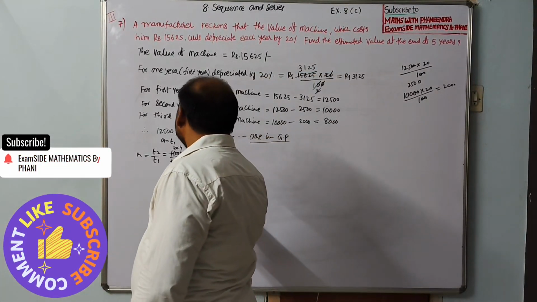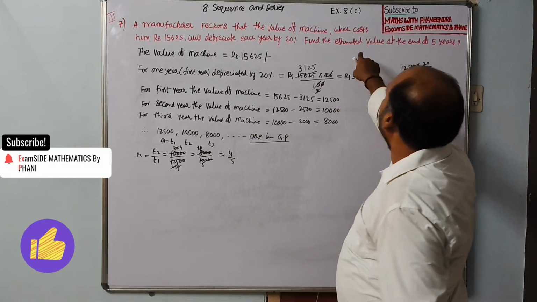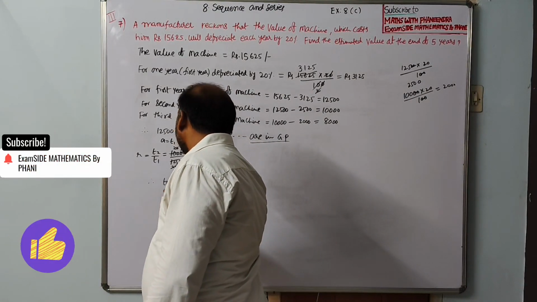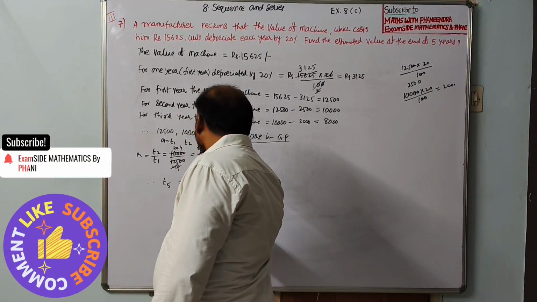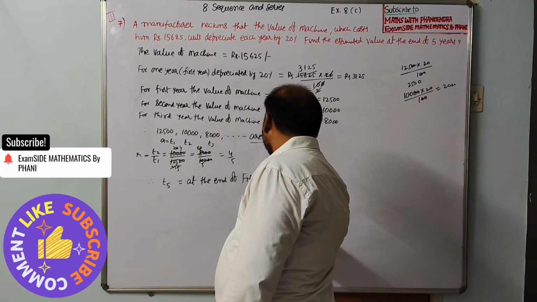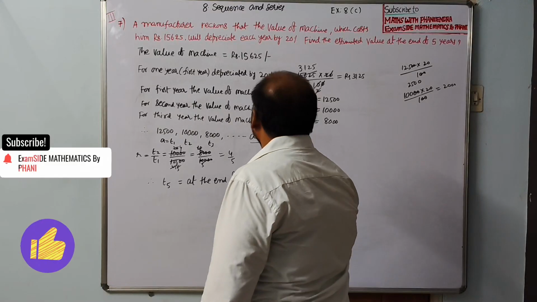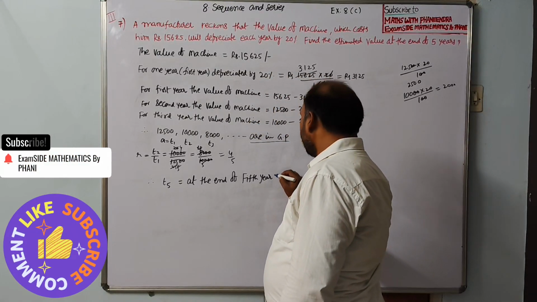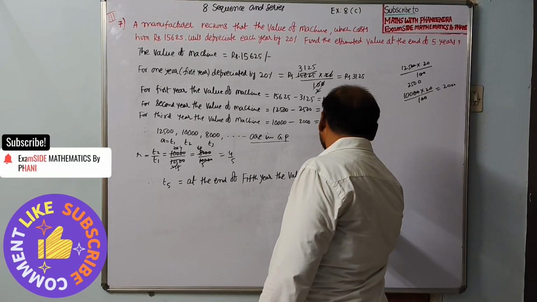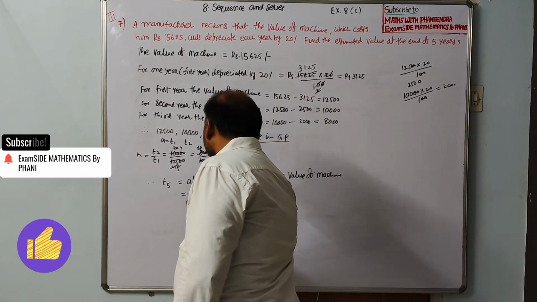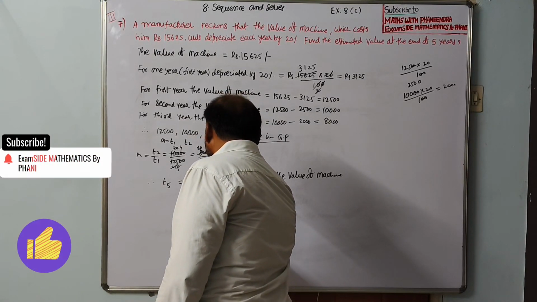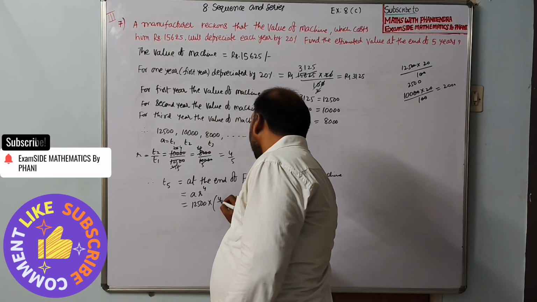Okay, so the R value is 4 by 5. They are asking to find the estimated value at the end of the 5th year. That means T5. At the end of the 5th year, the value of the machine is equal to T5, which is A R power 4 only, no. What is A? The A value is 12,500 into the R value, 4 by 5, whole power 4.